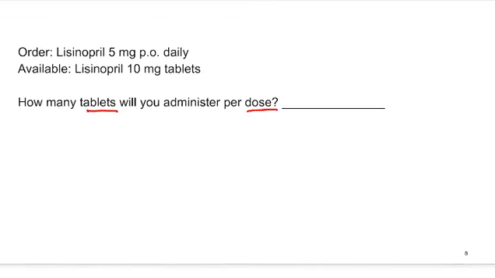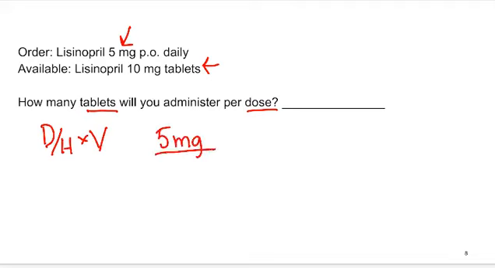Tablets per dose. What do I need to know? I need to know my doctor's order. I need to know the drug concentration on my label. This is going to be a D over H times V question. So what's my D? My doctor's order is 5 milligrams. What do I have? I have 10 milligrams times 1 tablet.